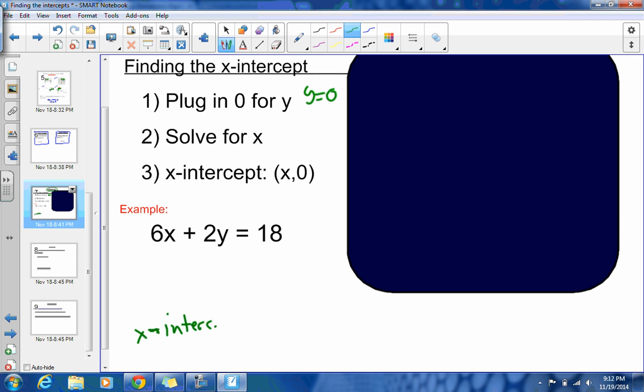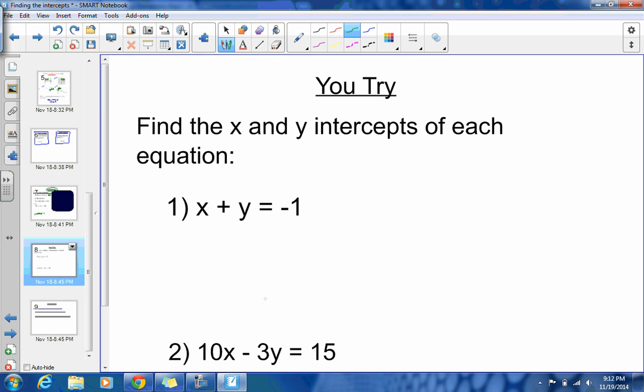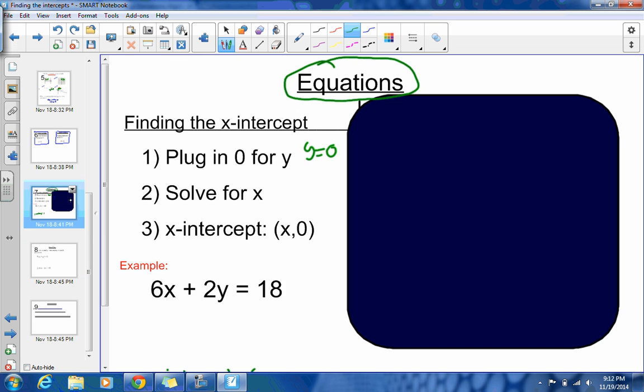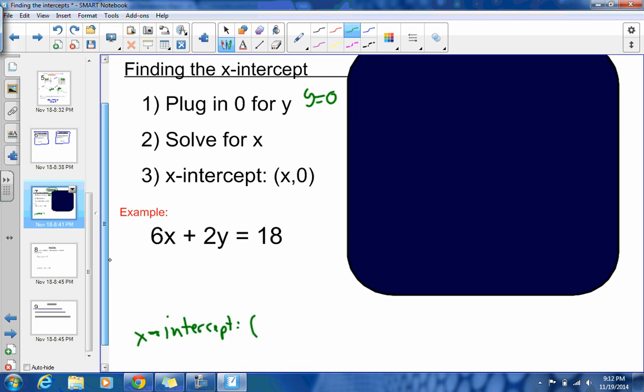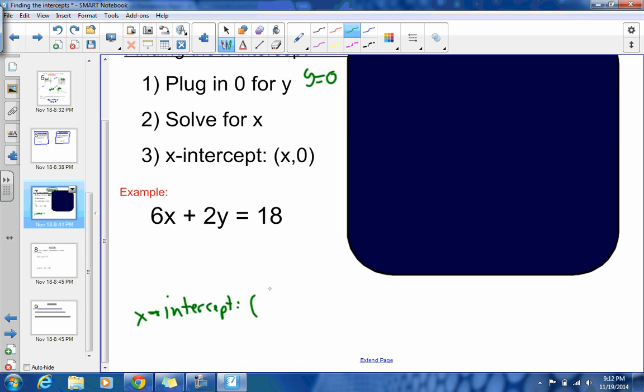So the x-intercept would be whatever our x value is and 0. So we just have to figure out what that x value is. All right.